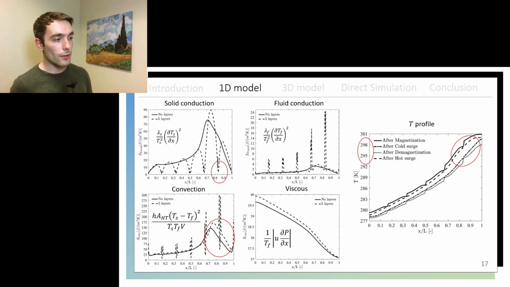And then finally we have the generated entropy by viscous action, and that would increase because of the regenerator working at a larger temperature span, so we would have more points working at a lower temperature, which means higher viscosity for the heat transfer fluid.